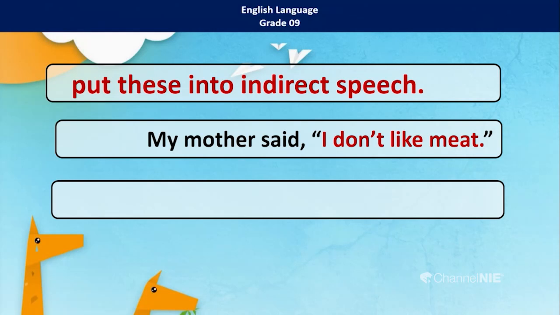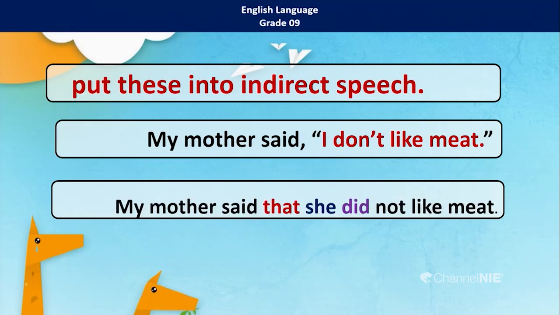Right. Then we will change this into indirect. Now this time is for you to change it to indirect speech, reported speech. Let's try. You know the changes now? Right. Hope you have done that. Let's tell them the answer. My mother said that she did not like meat. My mother said that. The word that is used. She, the pronoun is changed. I into she. Don't, do not becomes did not. The change of the tense, like meat. My mother said that she did not like meat.